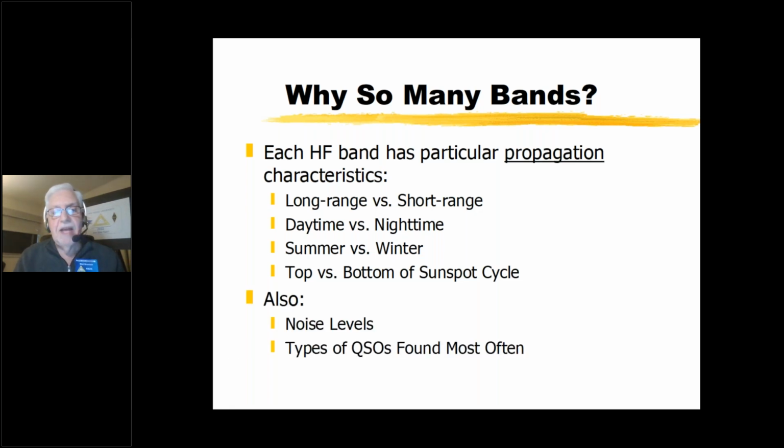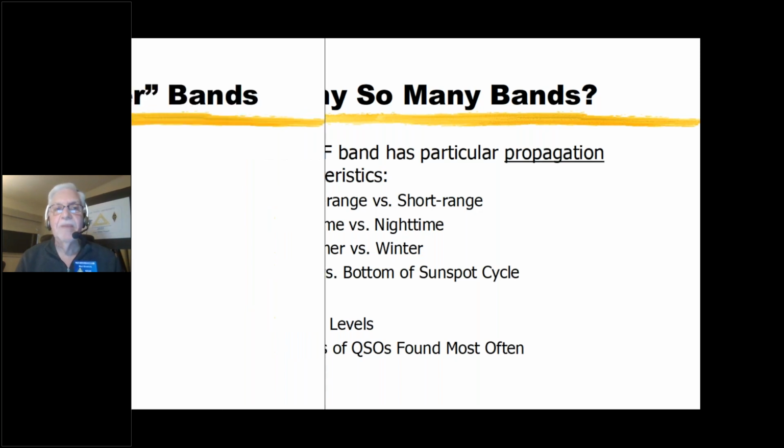Also, the different bands have different characteristics in terms of ambient noise level, which can affect both propagation and your ability to find the bands useful. And last but not least, the types of QSOs that you find most often vary from band to band. Some bands are more popular among, let's say, DXers and contesters. Some bands are more popular among rag chewers and experimenters. So the different characteristics of the bands play into that.